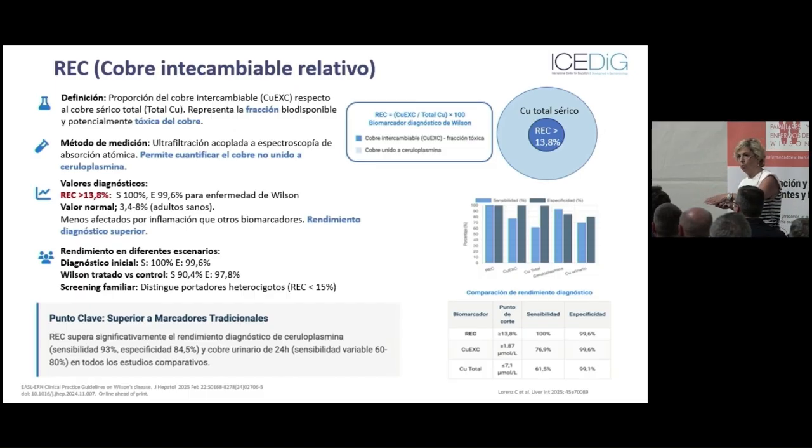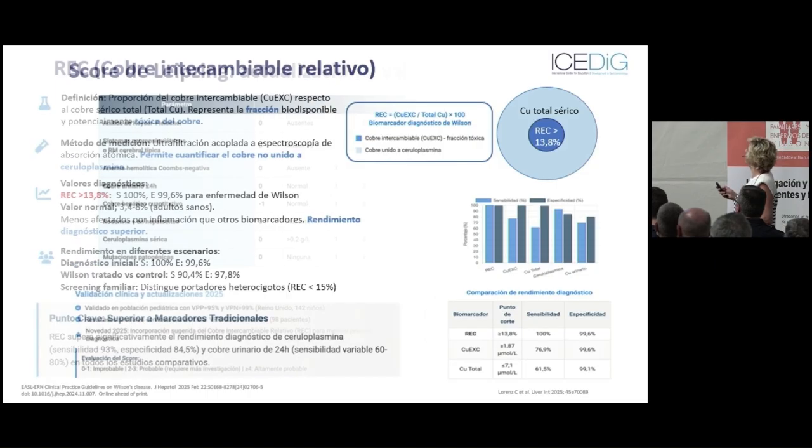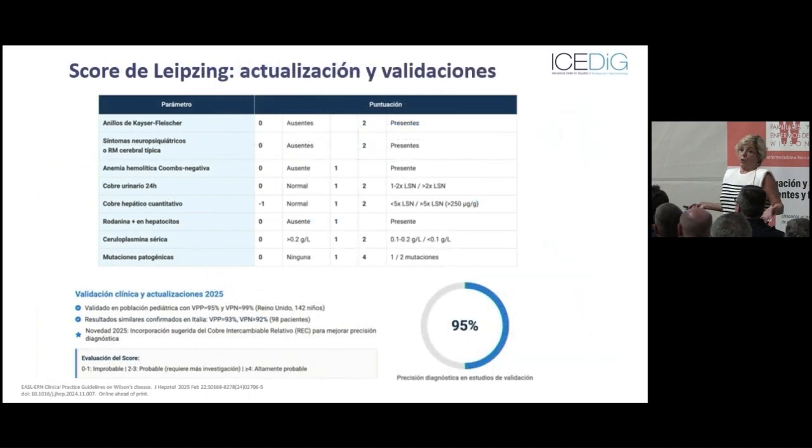Family screening is important. It's important to know who is a carrier, who is going to develop the disease, and who will not develop the disease. So it's really important. And here you see the traditional markers, such as ceruloplasmin and copper, and the specificity and sensitivity, which is greater.